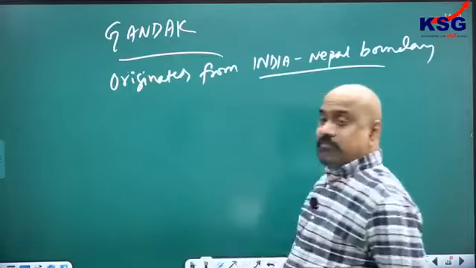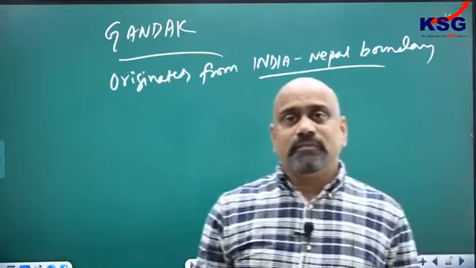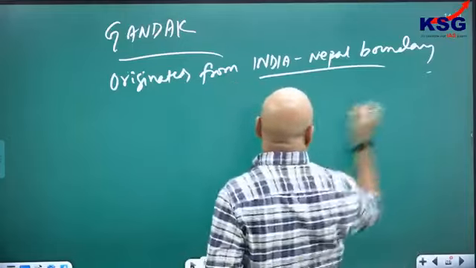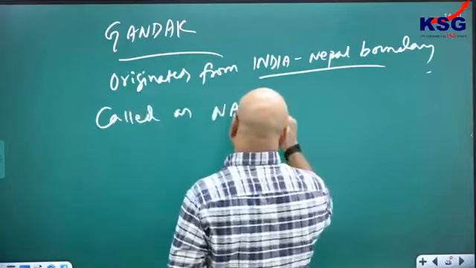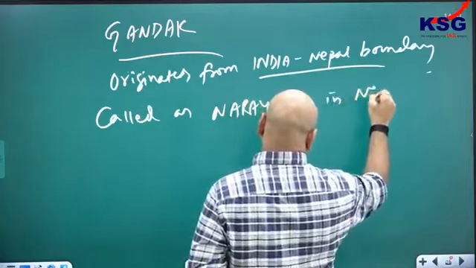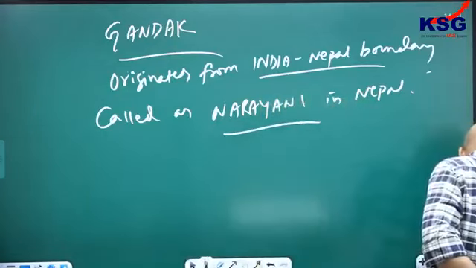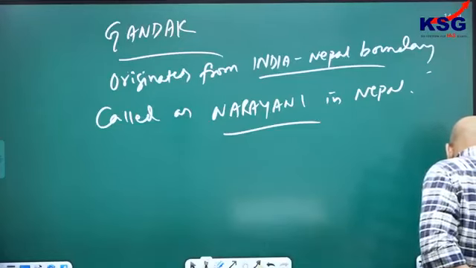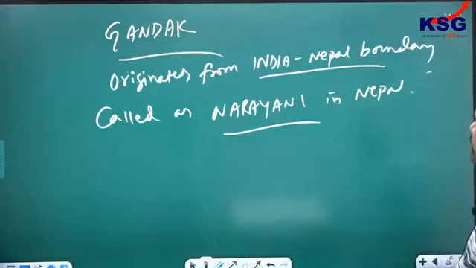And very interestingly, this river is called Narayani in Nepal. Narayani river. Originates from the India-Nepal boundary, called Narayani in Nepal, I said.